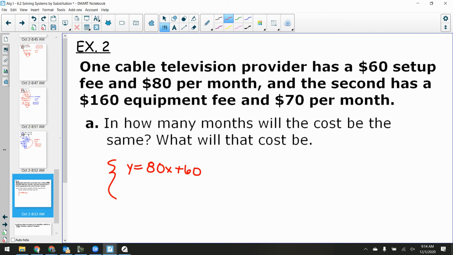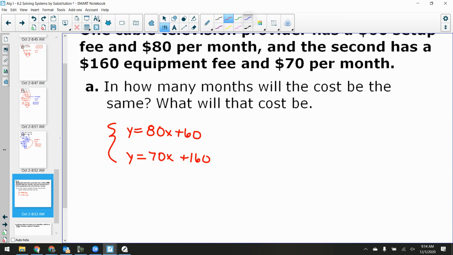So obviously the other place, y equals 70x, $70 per month. Well, they charge us $160 setup fee. Now, I think you guys would agree with me. I do not want to try to graph this. Y-intercept of 160, slope of 70? No, thank you. So I would hope that there's an easier algebraic way. Oh, look at that. They're both solved for y. When they're both solved for y, you can set them equal to one another. You can take this 80x plus 60 and plug it into the other equation for y.